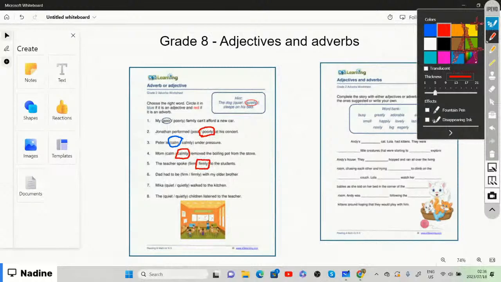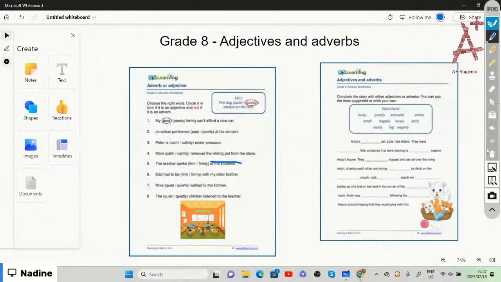Dad has to be firm with my older brother, or Dad has to be firmly with my older brother, right? This describes how Dad needs to be, so he needs to be firm, which is an adjective. And then Mika quietly walked to the kitchen, and then the quiet children listened, right? So those are the adjectives or adverbs that we identified within those sentences.